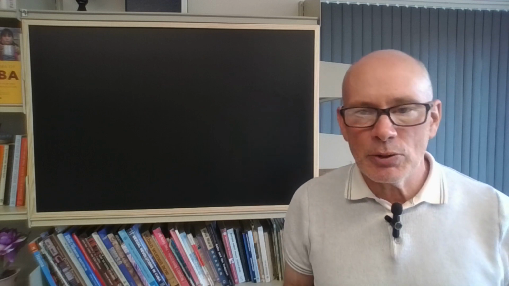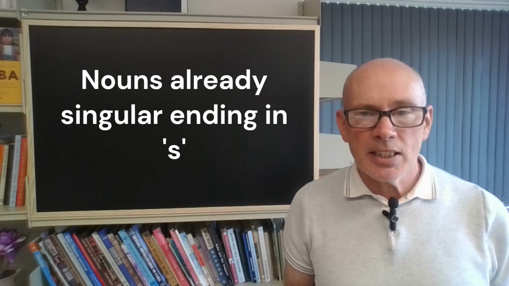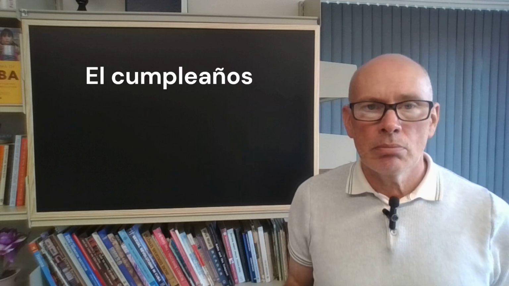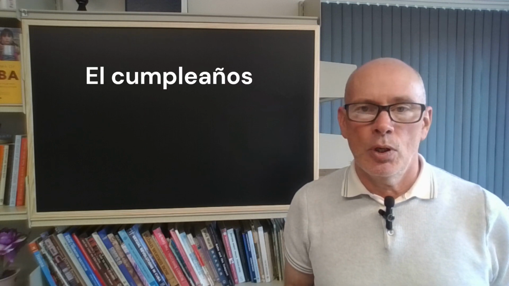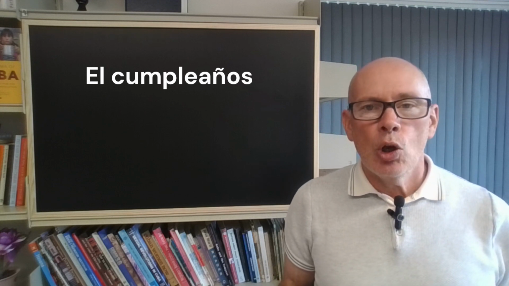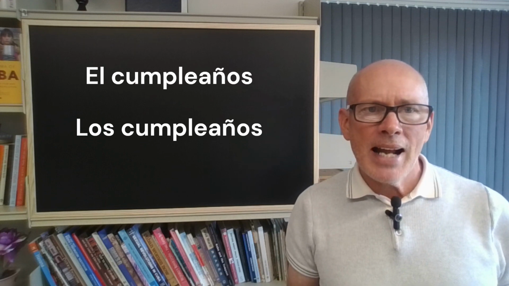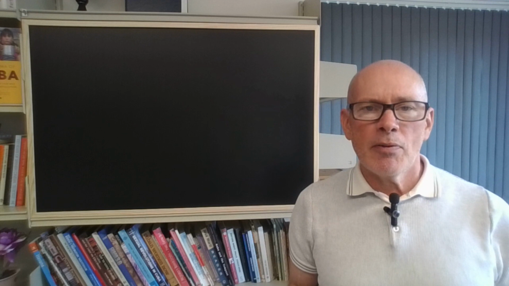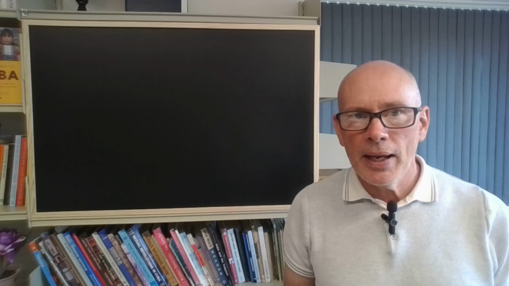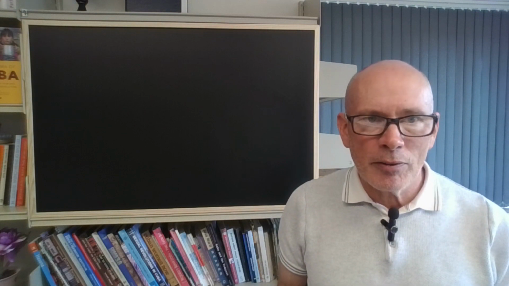Now, there are also some nouns in Spanish you may have noticed that already end in an S in the singular. For example, el cumpleaños. So what happens with these? Well, nothing. In the plural, they remain the same. Los cumpleaños. And if you look at these words, they're actually compound words that have a verb at the beginning of them and then a plural noun. Cumple años. Let's see if you know what these are, for example.